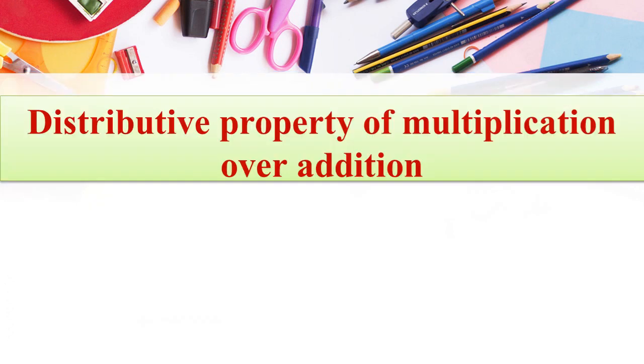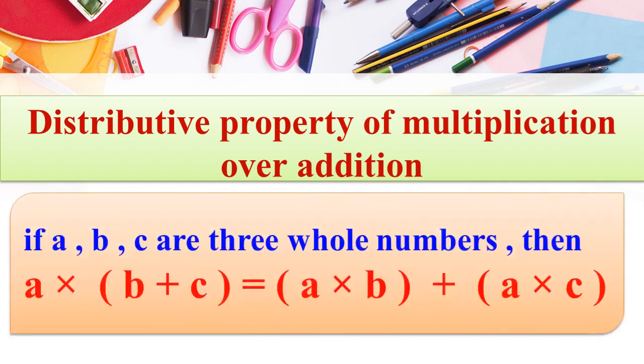So, we learn from this, when three numbers are grouped in any manner, the product remains the same. Therefore, the associative property is: if A, B, C are three whole numbers, then A multiply in bracket B multiply C equal to in bracket A multiply B, multiply C.